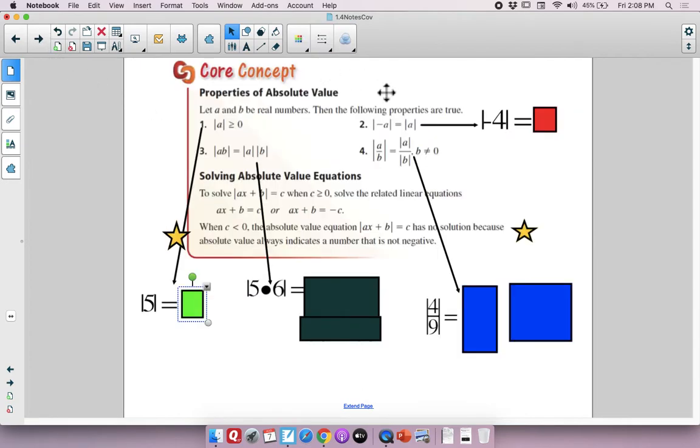Okay. So here are the concepts. And there's a lot on this page, so really make sure that you do a good job of looking at it carefully and absorbing it. And I'm going to go through it relatively slowly. Okay, so the properties of absolute value. If we let a and b be real numbers, any number on the number line, it can be a fraction, decimal, 7, negative 2.5, pi, whatever. Then the following properties are true.